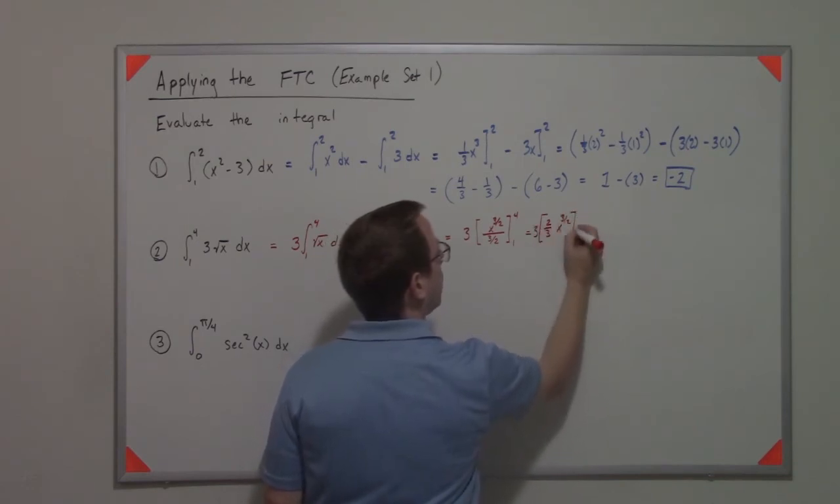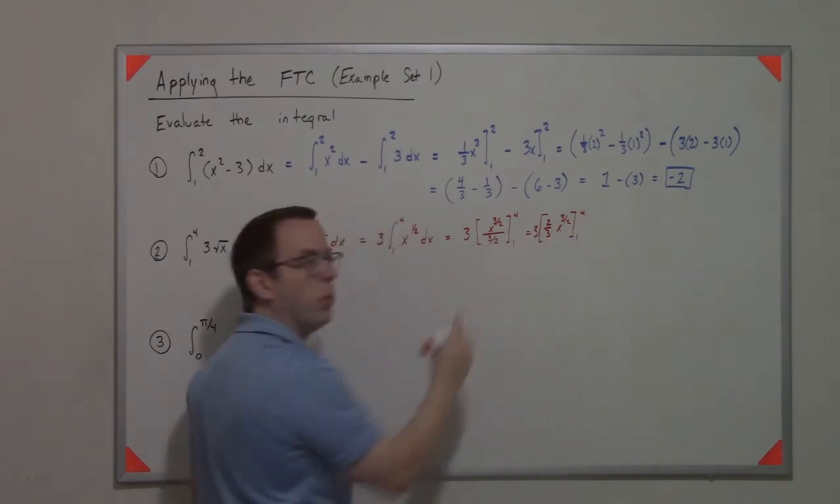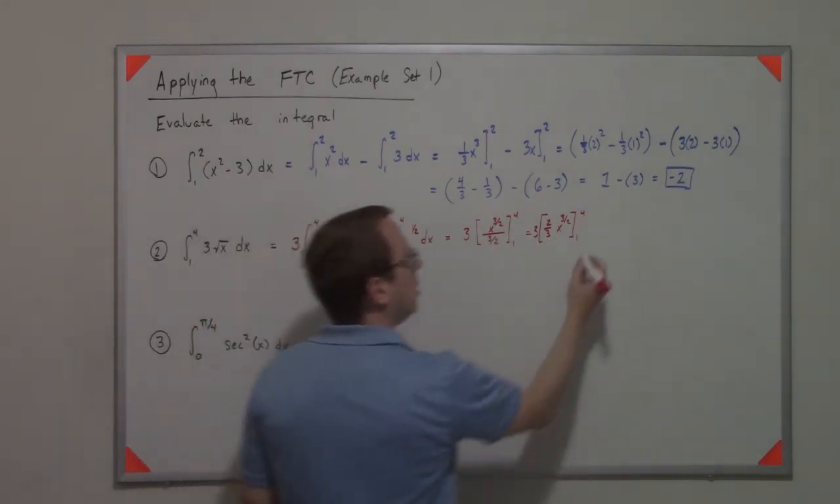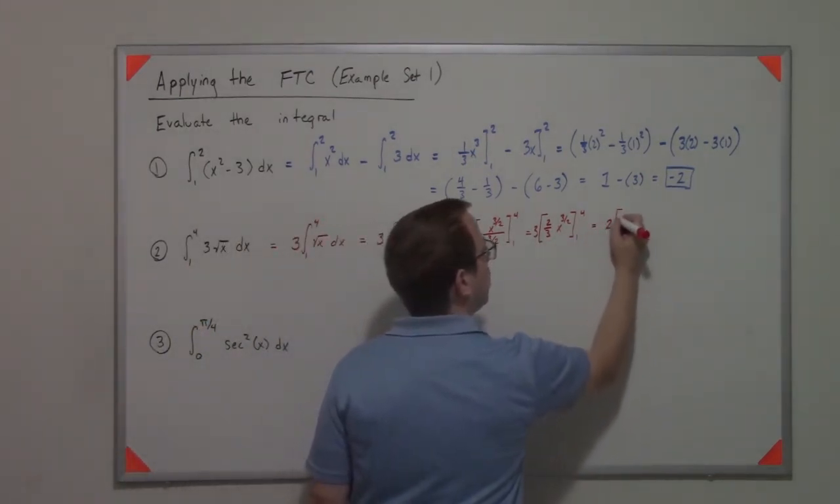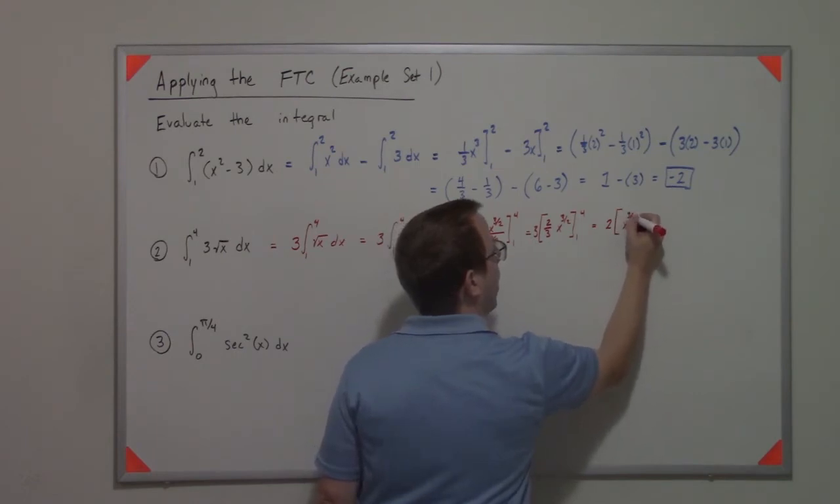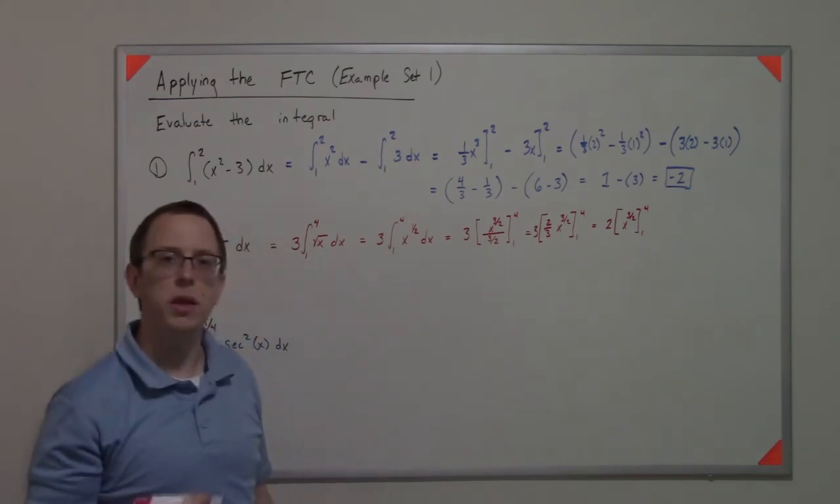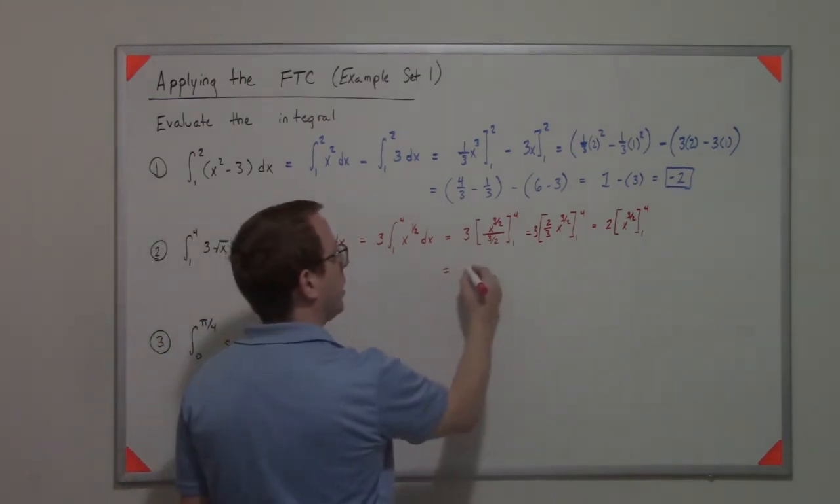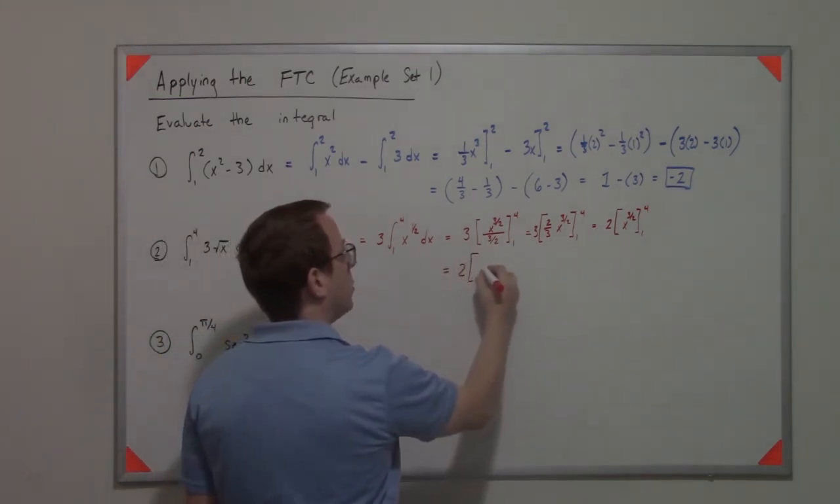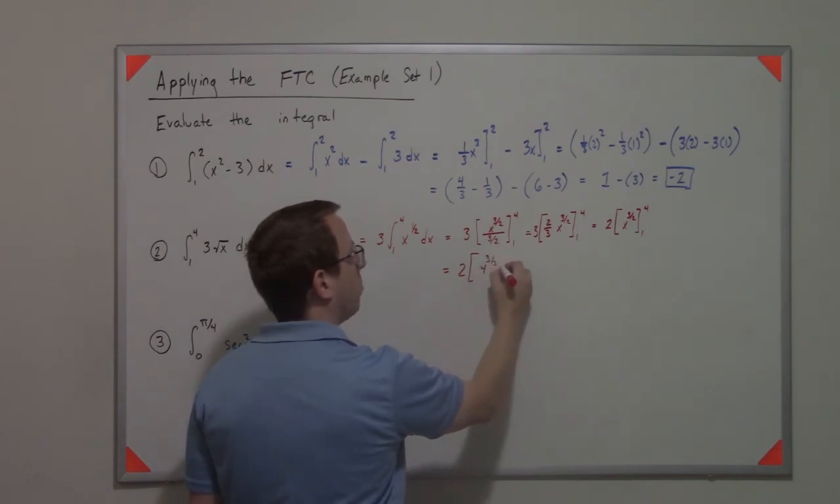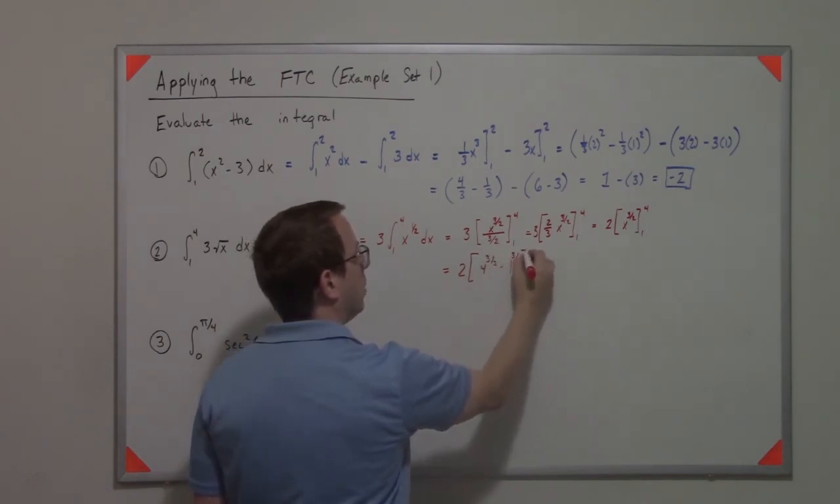Whoops, 3, from 1 to 4. Now we can pull that 2/3 out. We can say that's 2 x to the 3/2 from 1 to 4, at which point we can evaluate this. We can say that's 2 times 4 to the 3/2 minus 1 to the 3/2.